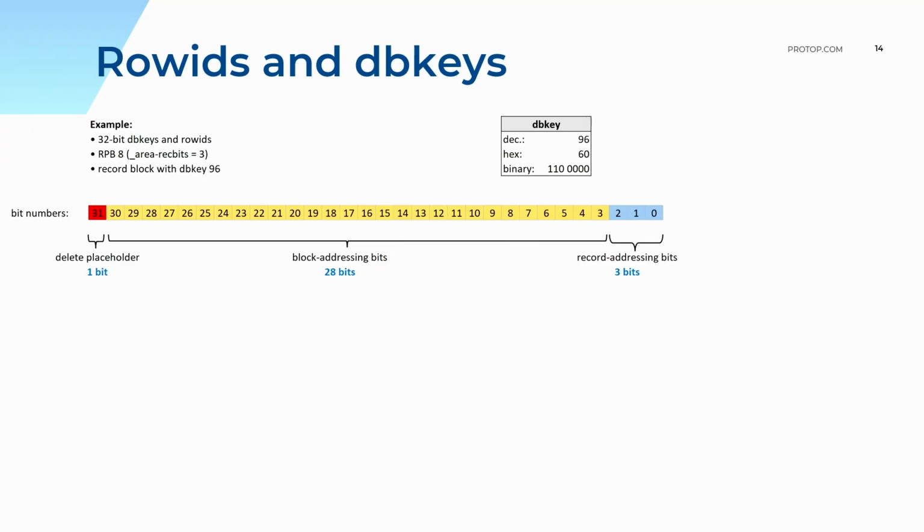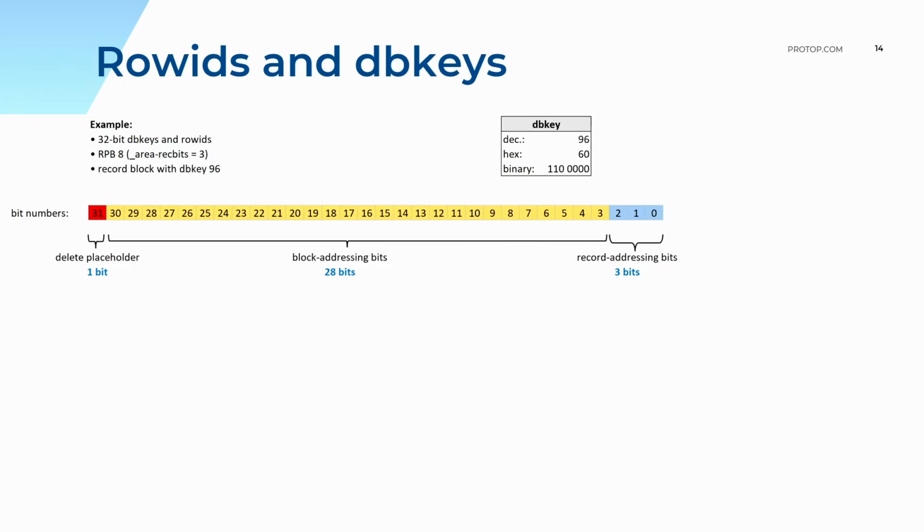Out of the 32 bits, we don't use the high order bit for addressing. It's just used for a delete placeholder when records are deleted. So really, these are 31-bit addresses. Similarly, in 64-bit areas, we have 63-bit addresses. The low-order 3 bits are used for record fragment addressing within a given record block, and then everything left in between, the yellow bits, those are the block addressing bits.